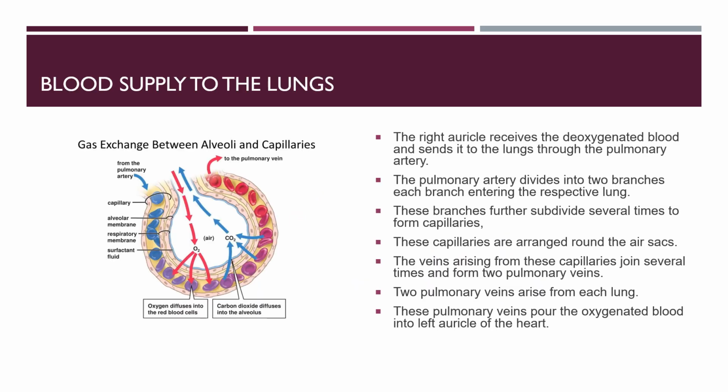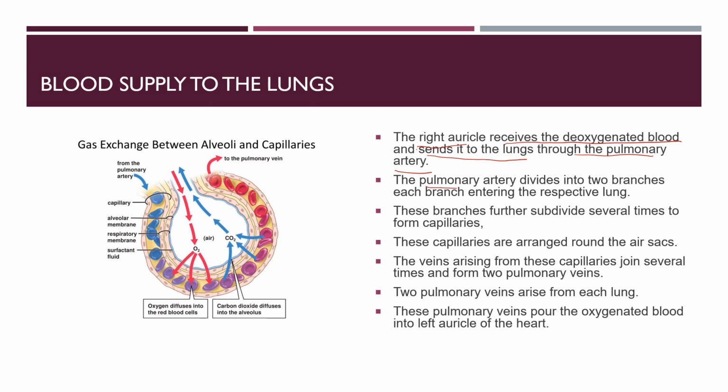Now first, blood supply to the lungs. Let us see what is happening and how the blood is being supplied to the lungs. The right auricle of the heart receives the deoxygenated blood and sends it to the lungs for purification, right? So the deoxygenated blood from the right auricle is sent to the lungs through the pulmonary artery. This we all know because we have already studied the lesson of circulation.